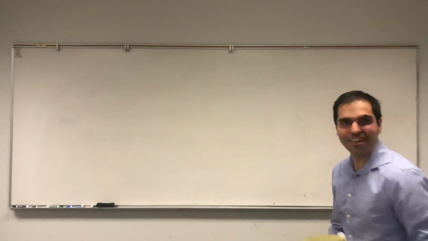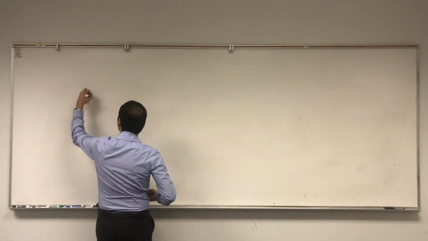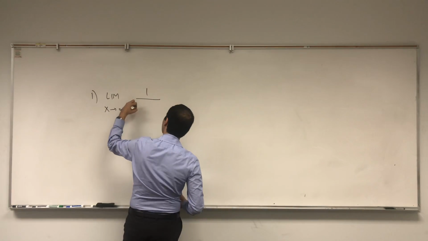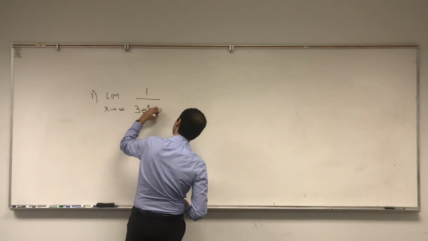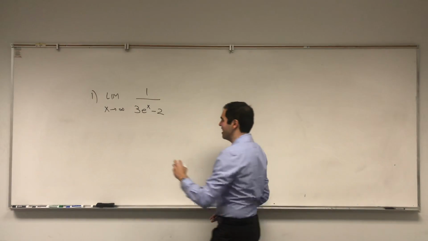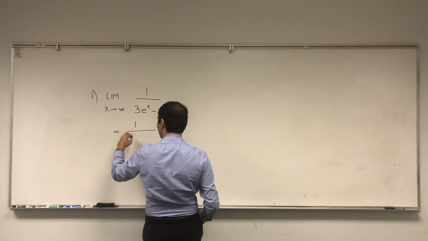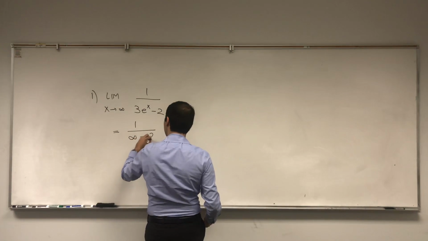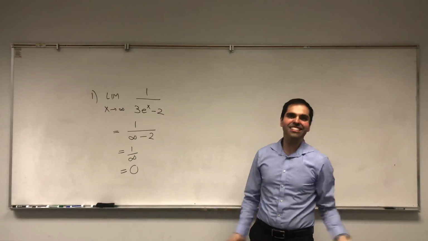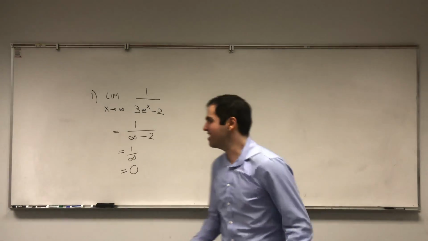So let's start with a very easy one, which you'll see will never happen in your life, unfortunately. Let's start with the limit as x goes to infinity of 1 over 3e to the x minus 2. Well, this one is not too bad. You just plug it in. So it becomes 1 over 3e to the infinity, which is infinity, minus 2, and that's 1 over infinity, and that's 0.